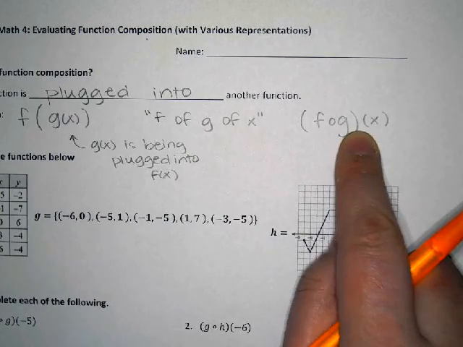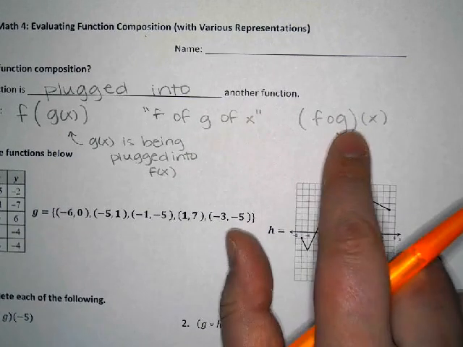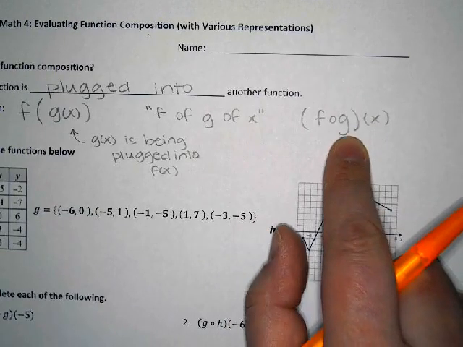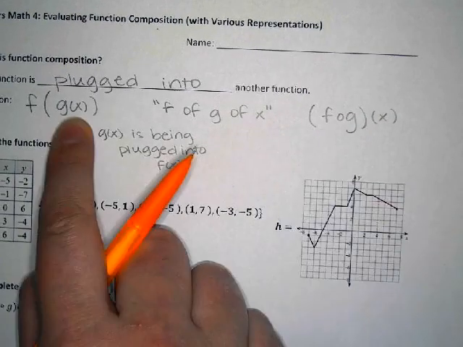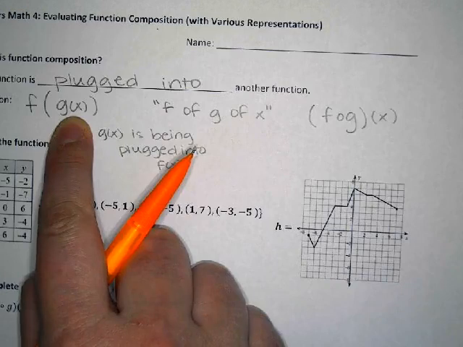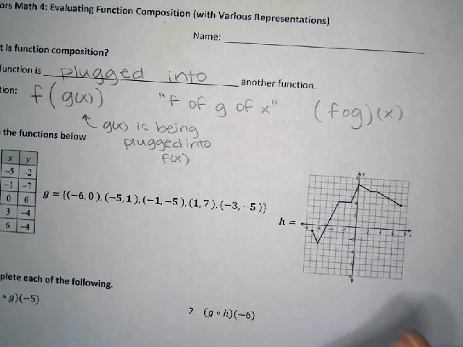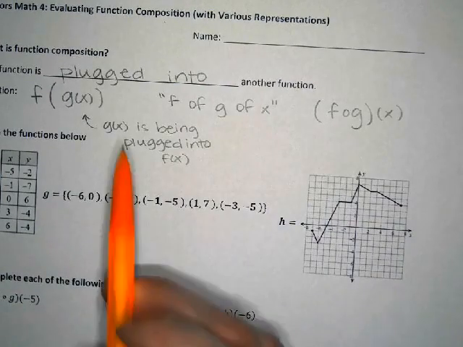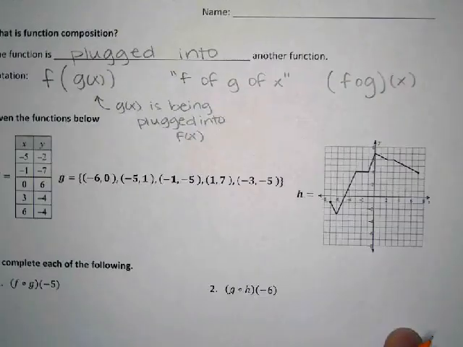Okay? I would say that this notation is maybe a little bit more common than this notation. You'll probably see this one a little bit more often. Okay, so g of x is the one that's inside. f of x is the one it's being plugged into.